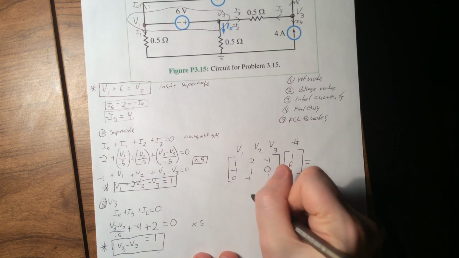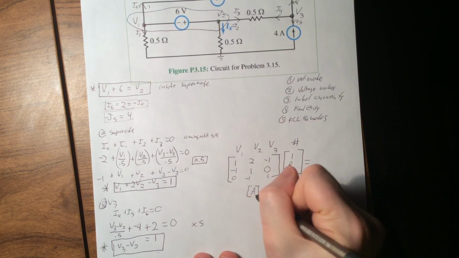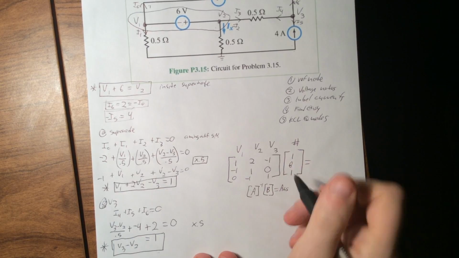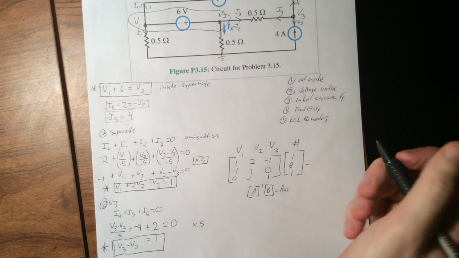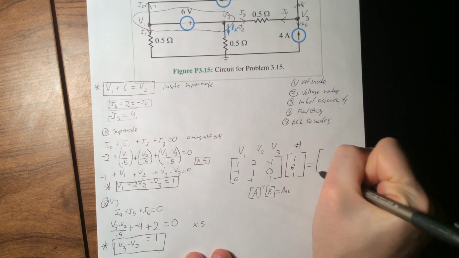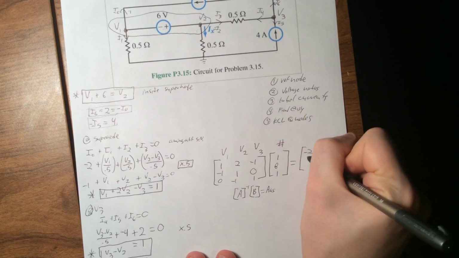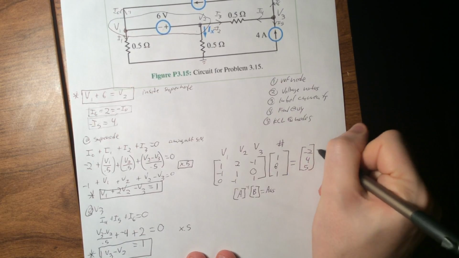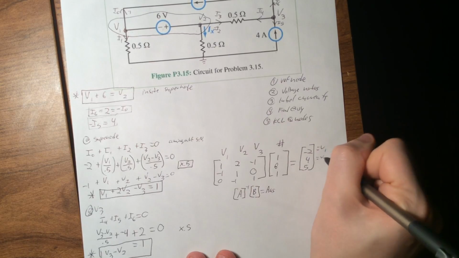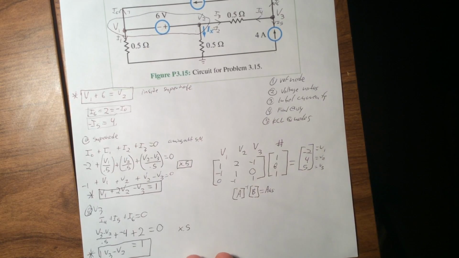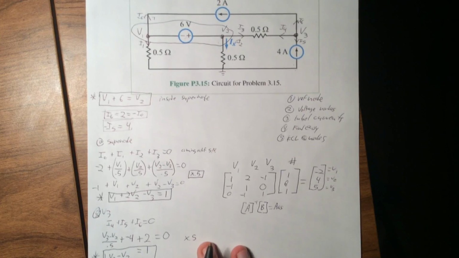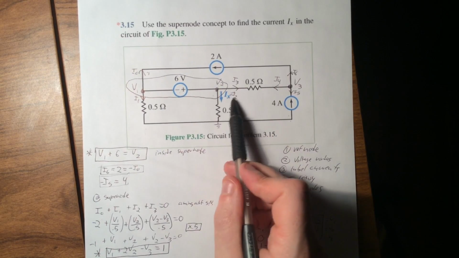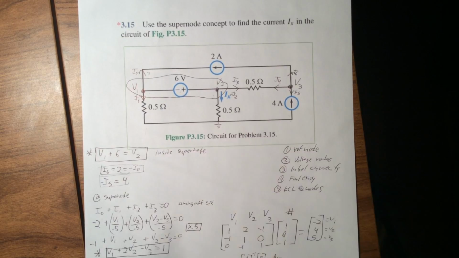And that's going to equal, remember, A minus 1, B equals answer. And so that's going to equal our thing of minus 2, 4, 5. And that is the minus 2 equals V1. This equals V2. This equals V3. So let's go back to the top. What's it asking for again? Looking for the current IX. So IX in our thing equals I2.